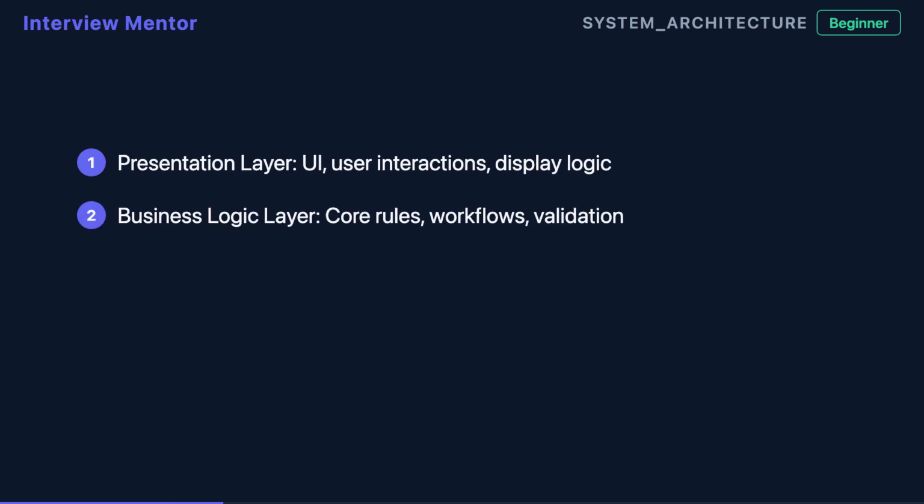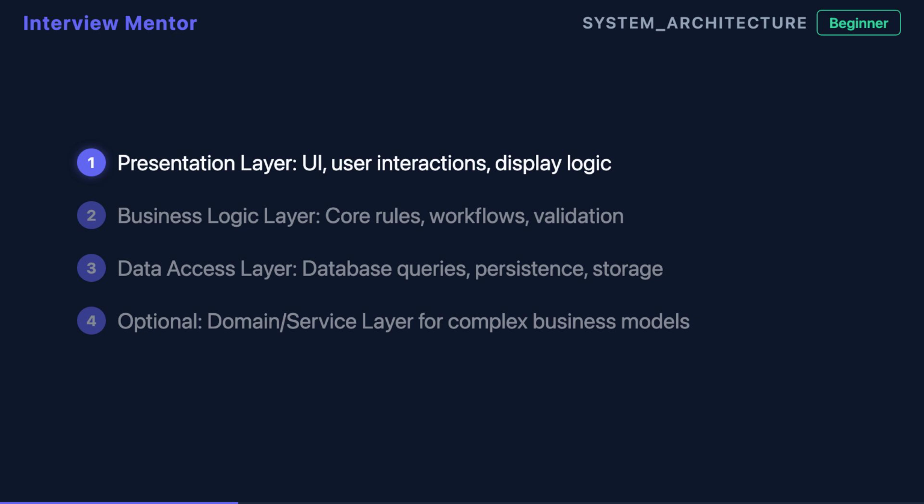This separation keeps your code organized and prevents everything from becoming tangled spaghetti. Most applications use 3 or 4 standard layers. At the top, you have the presentation layer, which handles the UI and user interactions. Below that sits the business logic layer, where your application's core rules and workflows live. At the bottom, the data access layer manages database connections and persistence. Some architectures add a 4th layer for domain models or services. Each layer has clear boundaries and responsibilities.